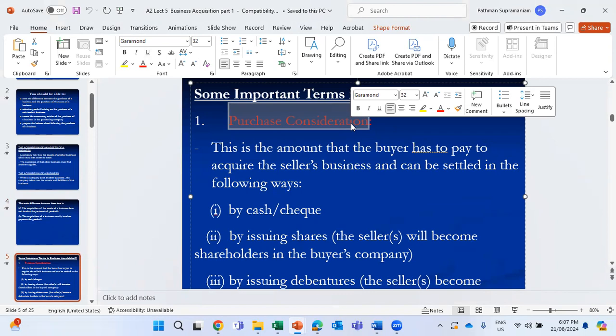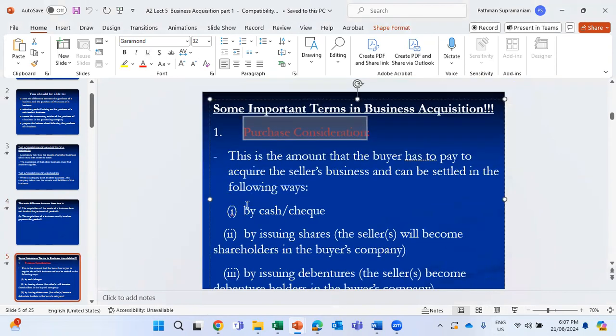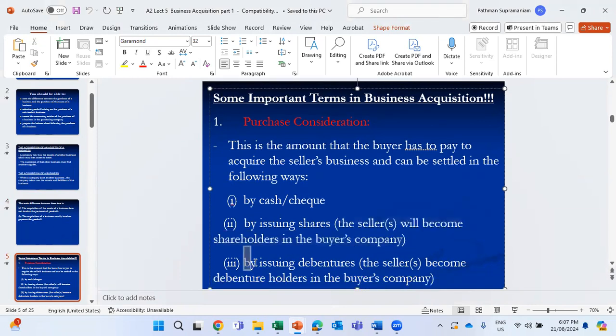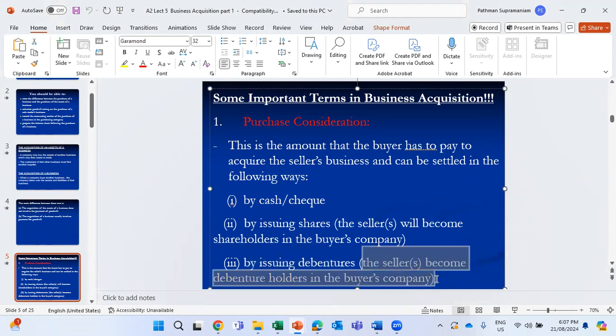When the buyer pays the seller, this payment can take place in a variety of forms. Number one, the buyer can pay in monetary form by cash or cheque, or the buyer can issue shares to the seller, so the seller becomes a shareholder in the buyer's company, or the buyer can issue debentures, so the seller becomes a non-current liability in the buyer's company. The question will mention clearly what the modes of payment are.